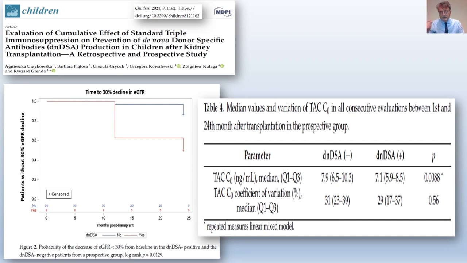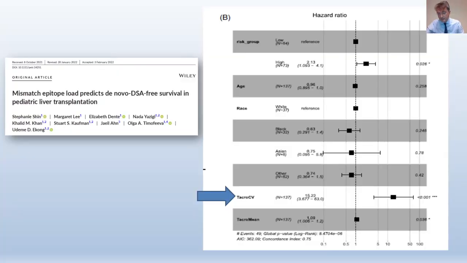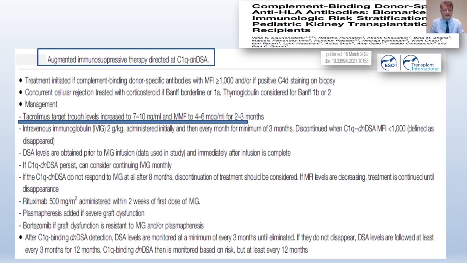In our center, we have also evaluated this, and we showed that, again, patients who were DSA negative had higher tacrolimus concentration, which here was about 7.9, while positive were 7.9, and we didn't find this importance of the variation of the C0. However, it was found in another setting, in liver patients, a similar correlation showing that liver patients presenting high variability produce de novo DSAs significantly more.